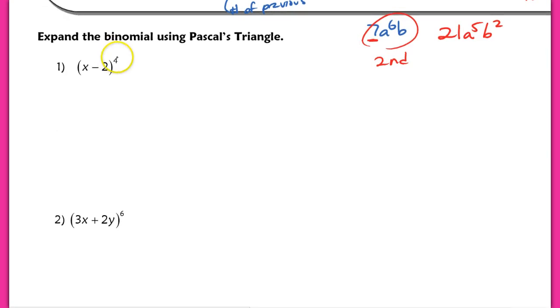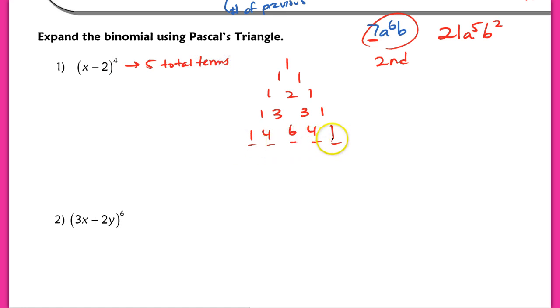So we're going to expand here to the 4th power. I'm going to draw out my triangle so that I know I'm using this 4th row, and I should have coefficients 1, 4, 6, 4, 1. So this means I should have 5 total terms. 1, 2, 3, 4, 5, that makes sense because it's going to be n plus 1, so 5 total terms.